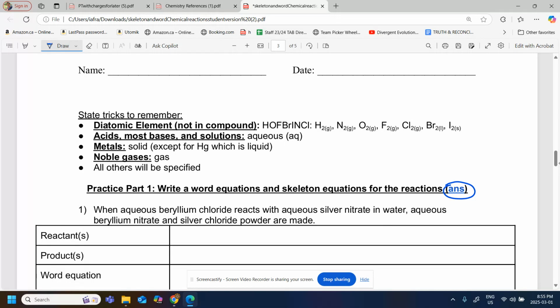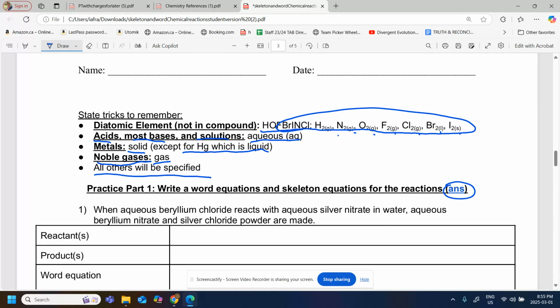A few other things: sometimes remembering states can be difficult. For diatomic elements, just when they're not in a compound, these are the ones you have to remember here, right? Gas, gas, gas, gas, and then finally bromine liquid and iodine solid. We didn't learn about acids yet, but when you do, acids and most bases and solutions are going to be aqueous. Metals, for the most part, are solid except for mercury. It's a liquid metal at room temperature. Noble gases, that makes sense, they're gases, and anything else that's not in this little list here will be specified in terms of states. And you'll get the hang of it.